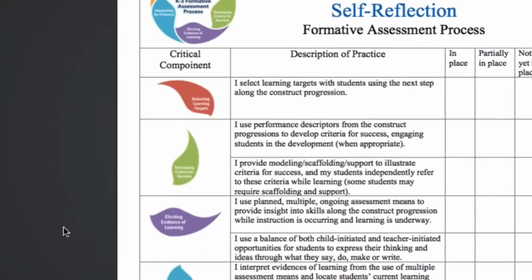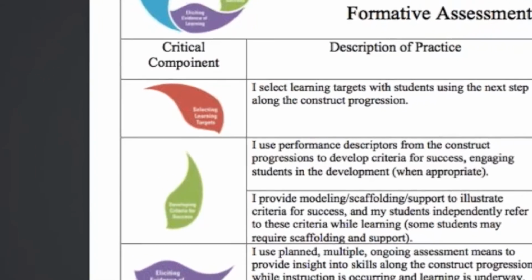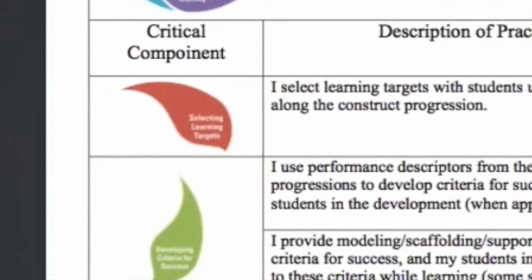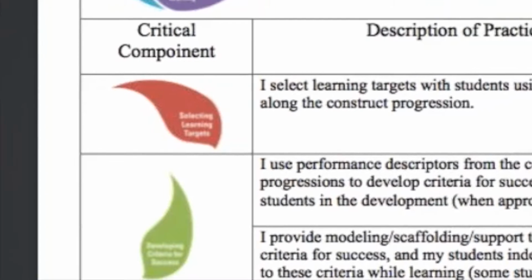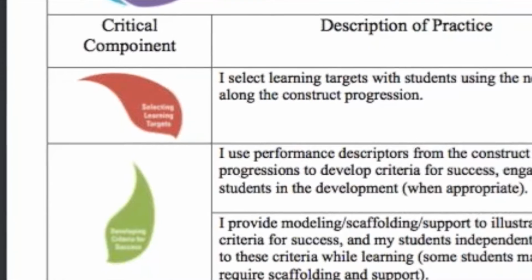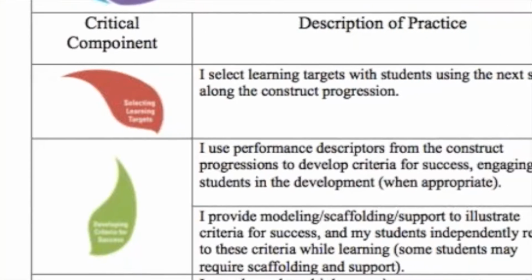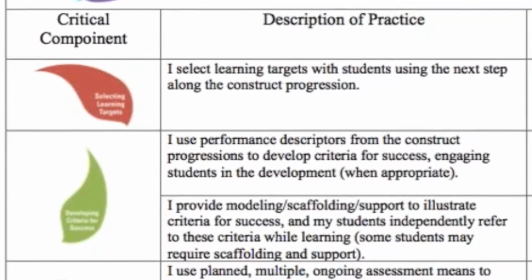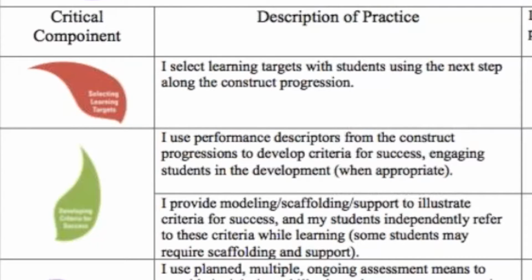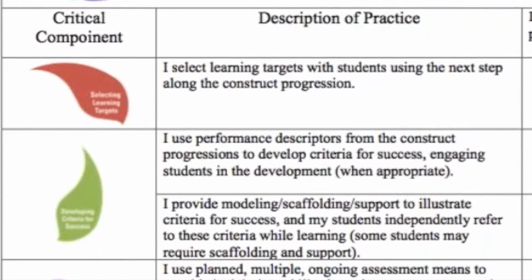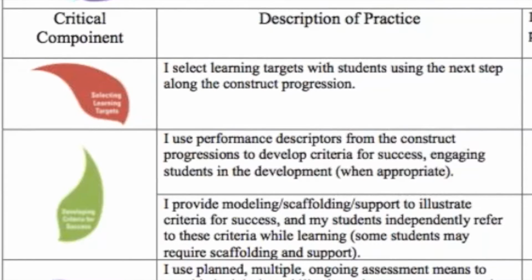Each of those 5 critical components has a description of practice. Selecting learning targets is the first critical component that you see on this particular tool. The description of the practice is, I select learning targets with students using the next step along the construct progression. Essentially, when we say selecting learning targets, all we really mean is looking at a construct progression and identifying the next thing that we want the student to be able to do.